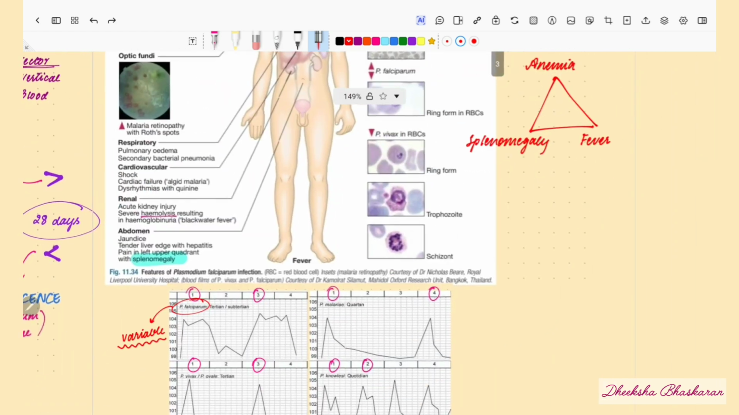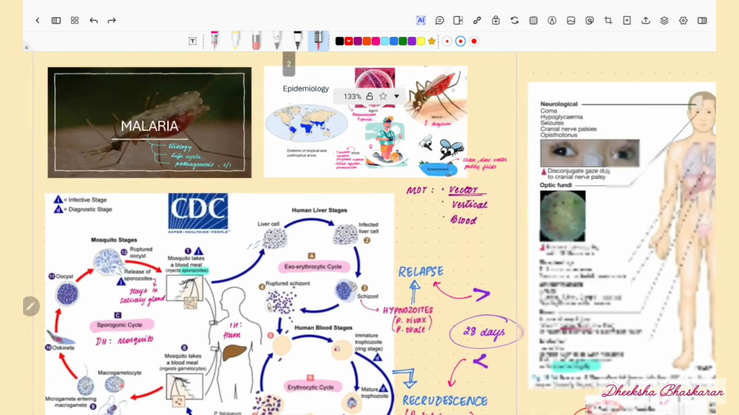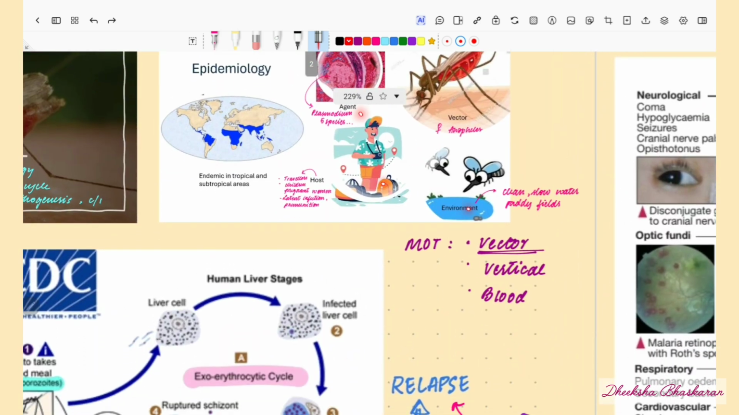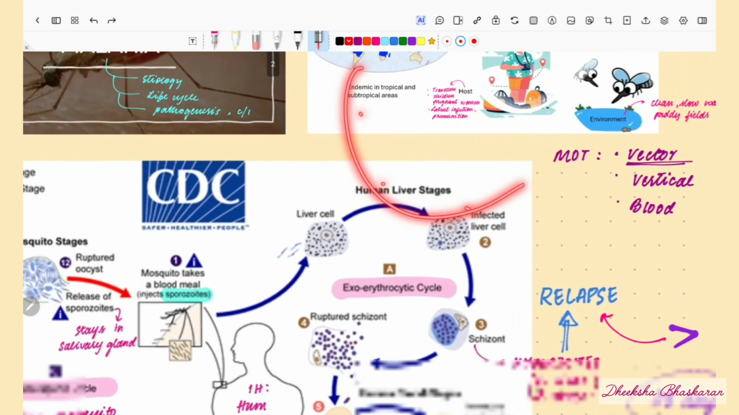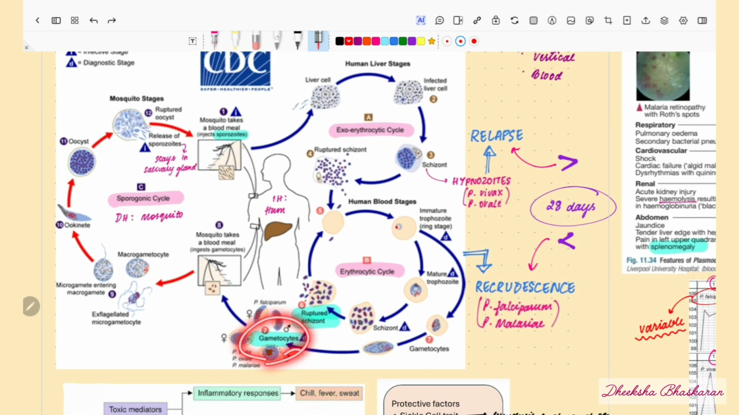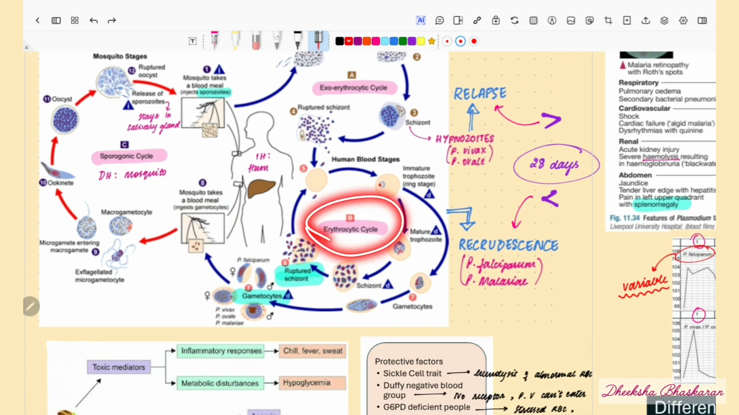So this is what we saw today. We spoke about epidemiology, the agent, host, and environment factors of malaria, the life cycle of the malarial parasite, the intermediate host being human, the definitive host being mosquito. Sporozoite is the infective stage of the parasite to the human, gametocyte is the infective stage to the mosquito, and the erythrocytic cycle is what is responsible for the manifestations of the disease.